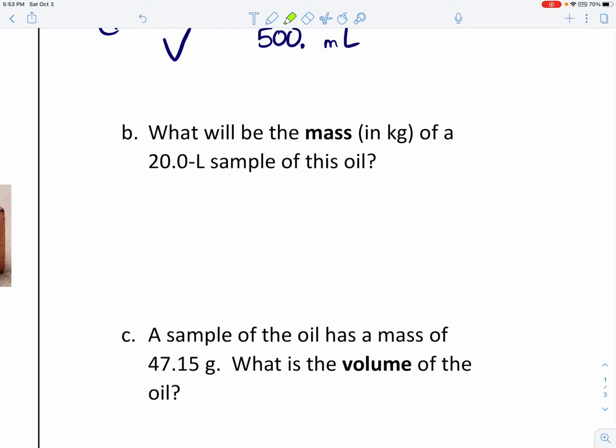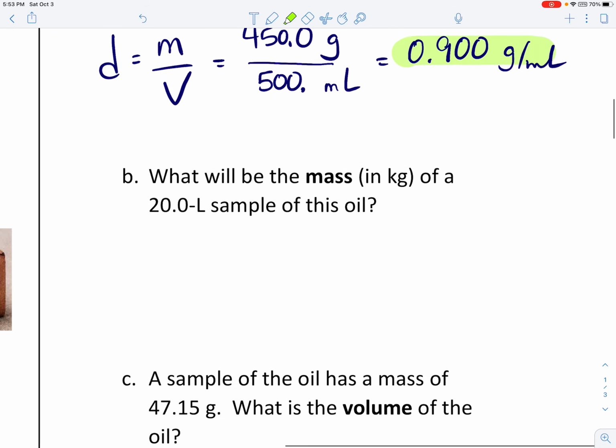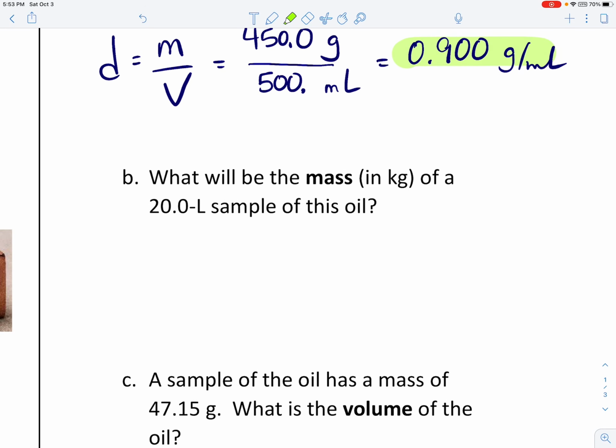Part B, now we're going to use a unit multiplier. What is the mass in kilograms for a 20-liter sample of the oil? So it told us the volume, it's asking for the mass. This is the clue to set up unit multipliers. So we begin. If you think you know what you're doing, go ahead and pause the video.